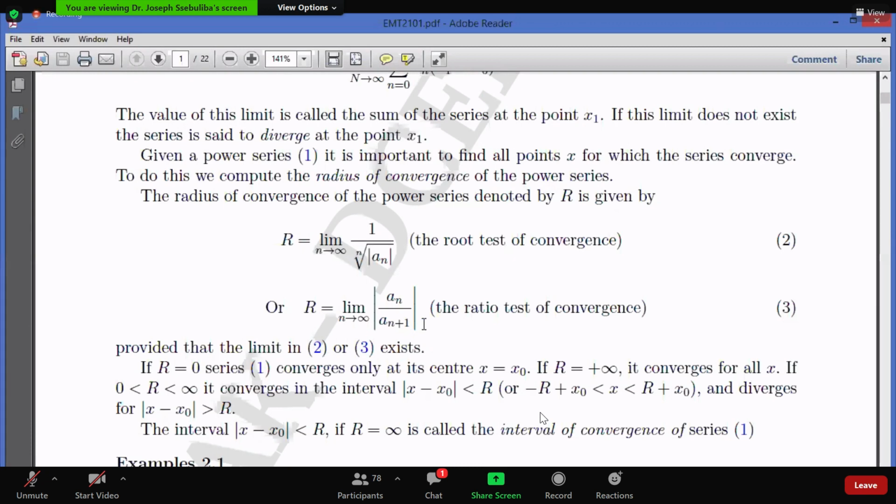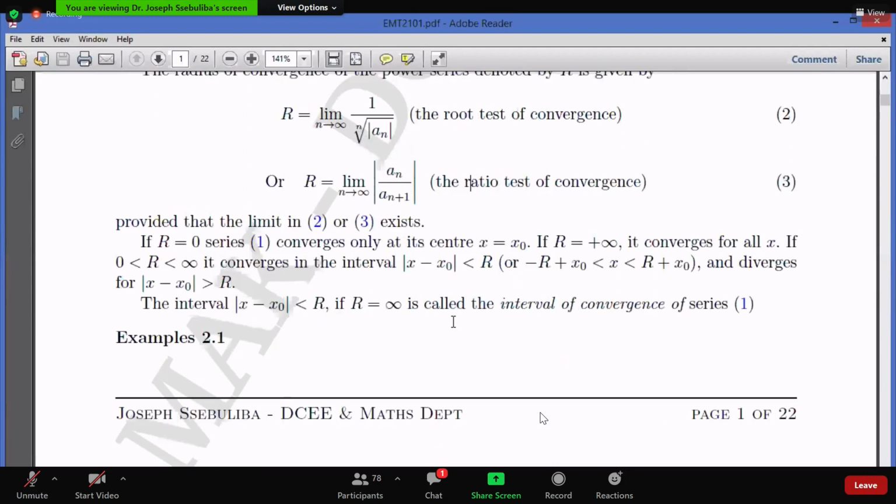Right. So we are saying R is equal to this, provided that the limit in 2 or 3 exists. You're going to say provided the limits in 2 and 3 exist. Remember, why should we say they exist? It's because of convergence. If they don't exist, then convergence cannot be guaranteed. Then what about R being 0? R being 0, we are saying that series 1 converges only at the center, x equal to x naught, when we initialize. This is key.